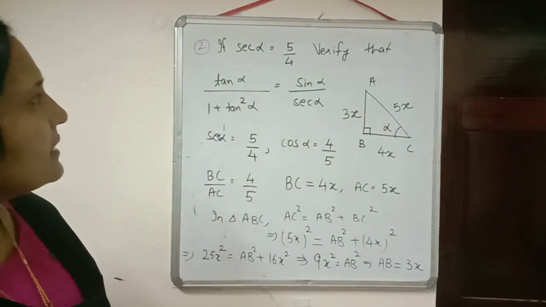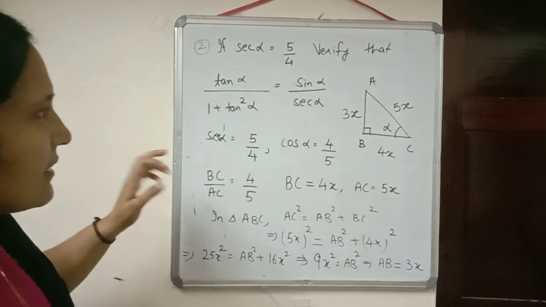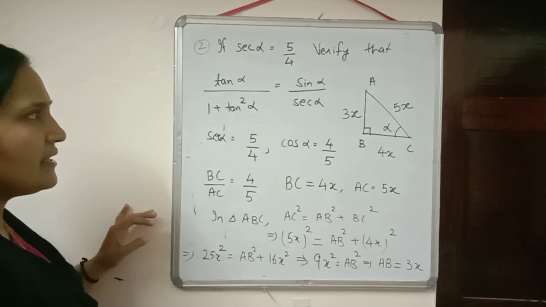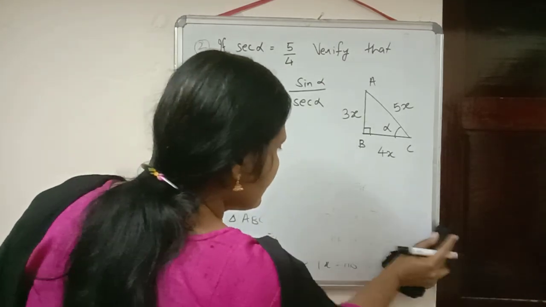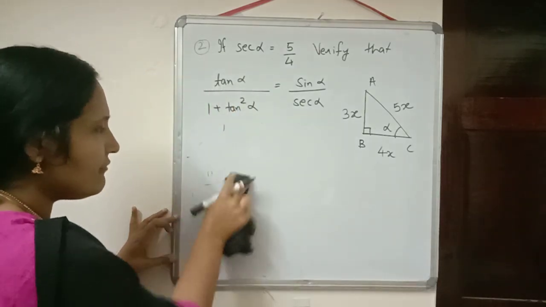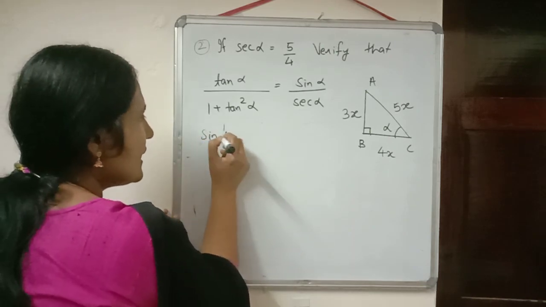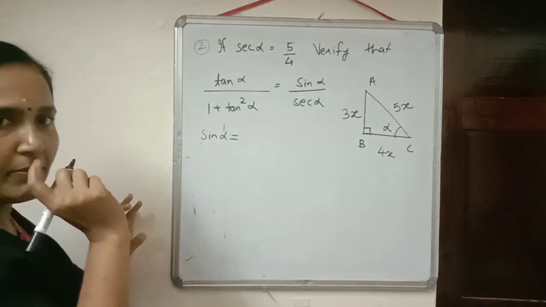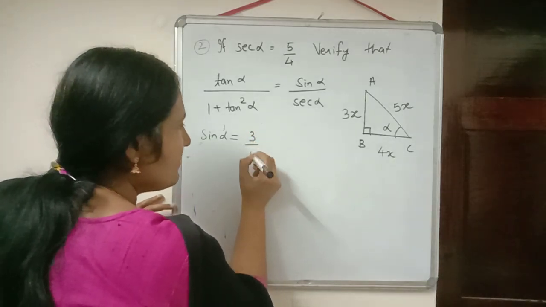Now what are the trigonometric ratios we need? Yes, we need sine alpha and tan alpha. Sec alpha already is given in the question. So we can write down the value of sine alpha and tan alpha. So all of you just write from the diagram what will be sine alpha and tan alpha. Yes, can you tell me? Shall I write directly? Okay, what will be sine alpha? Yes, it will be equal to 3 by 5.